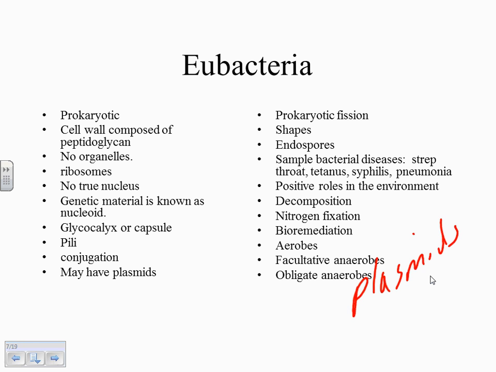Remember, they don't have membrane-bound organelles, none of those. They do have ribosomes, which are important, obviously, for making proteins. Their genetic material, instead of being called the nucleus, since it's not separated from the rest of the cell by a membrane, is called the nucleoid.